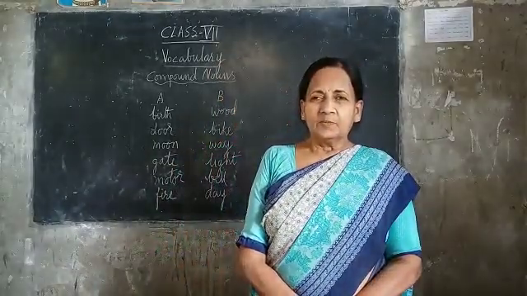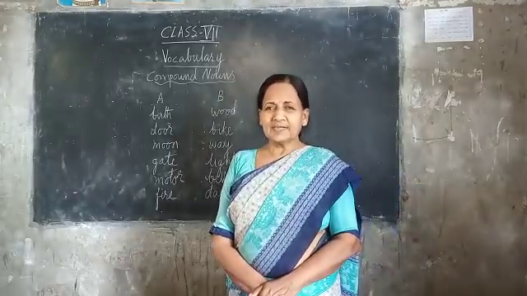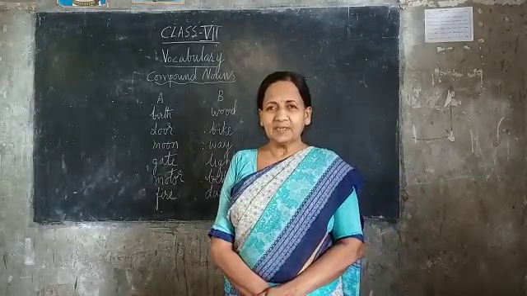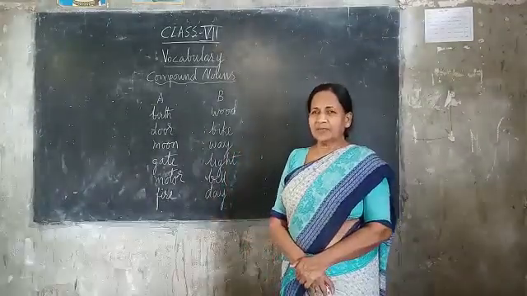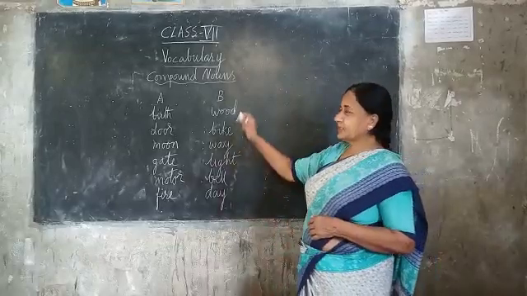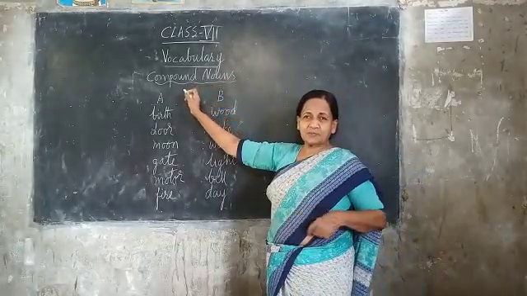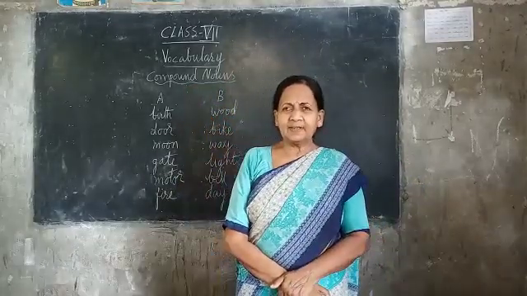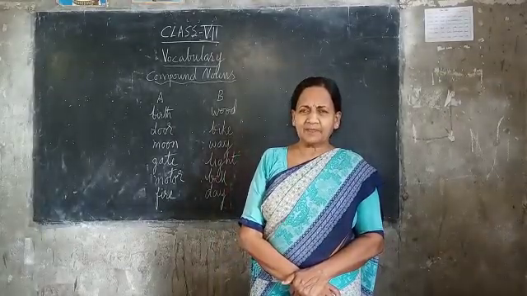Children, we had an explanation about your first lesson in the English textbook, the town mouse and the country mouse. Now, we are going to the vocabulary connected to the particular lesson. What do you mean by vocabulary? Vocabulary is the number of words known to a particular person.